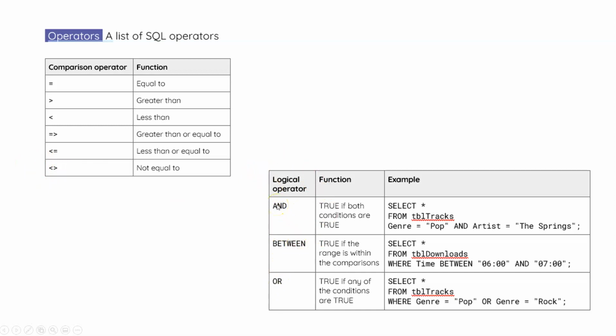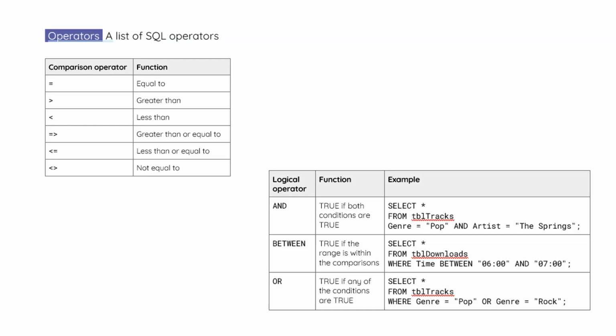AND is true if both of the conditions are true. So for example, SELECT, and the star here is selecting all the fields in that table, FROM tbl tracks, so you're selecting all from tbl tracks, WHERE the genre is pop AND the artist is Spring. So basically you're looking for all that are pop and by Spring.